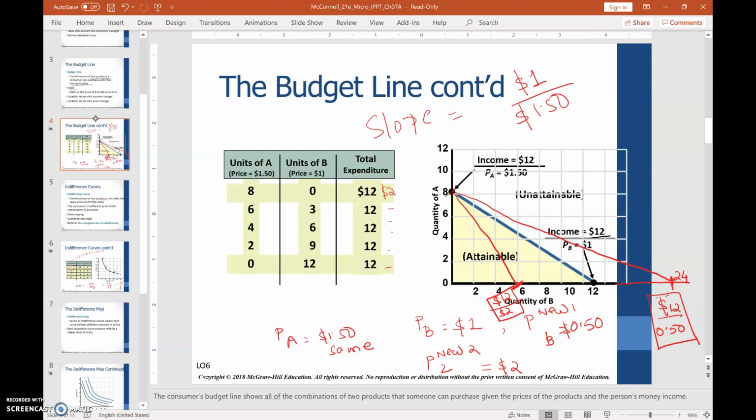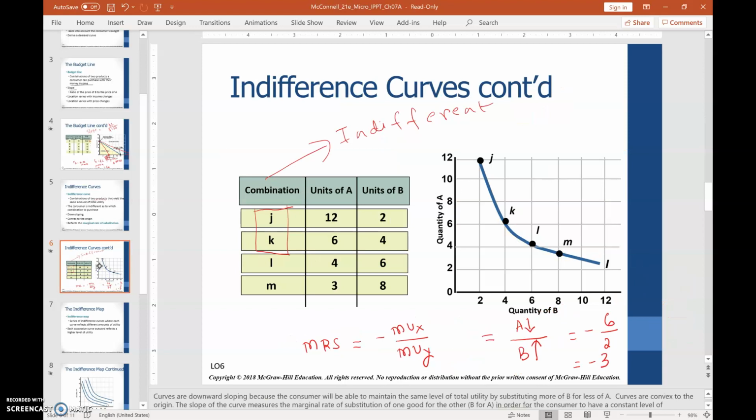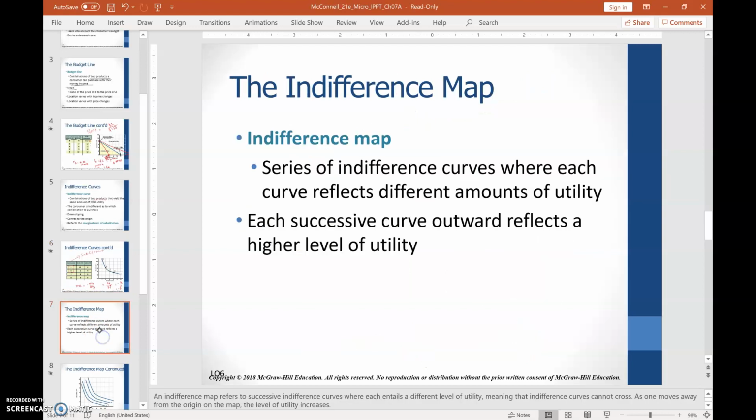I would say, if we are looking at this blue line here, the slope of the budget constraint is going to be the same all over this blue line. However, because the indifference curve is curved downward sloping, it has different slopes at different points.